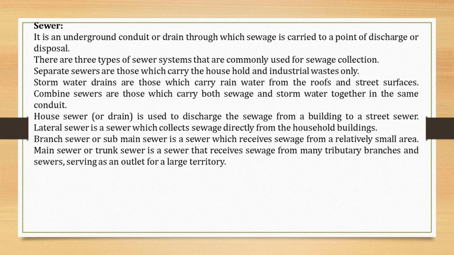Then lateral sewer is a sewer which collects the sewage directly from the household building. Then branch sewer is a sewer which receives the sewage from a relatively small area. And main sewer receives the sewage from many branches and transports it to the disposal facility. Okay. So this is all about the different types of sewer and the definition of sewer.